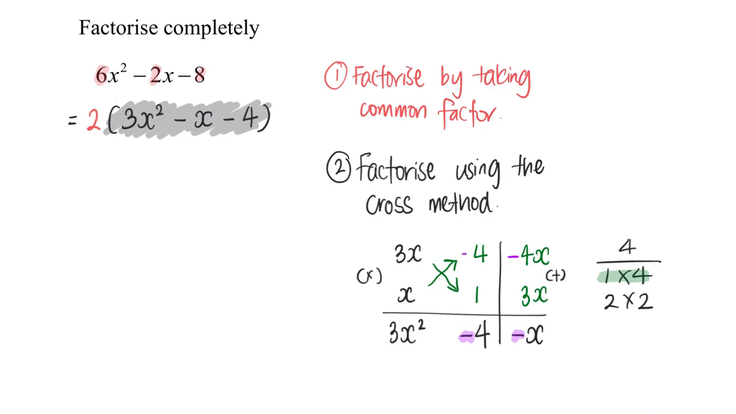And therefore, x times negative 4 will give me my negative 4x. And from here, I will then be able to get my final answer. This is still 2. My final answer will be 3x minus 4. That's one of the brackets. x plus 1 as the other factor. And we are done with this question. All right.